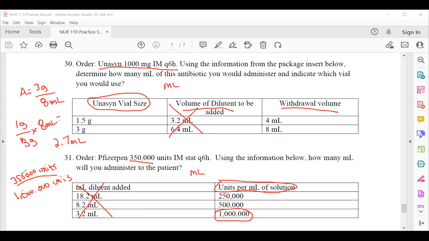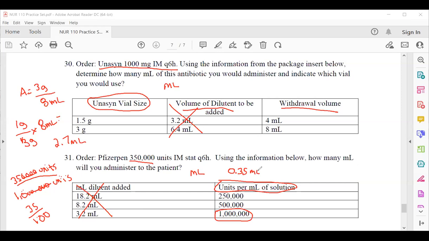Now a little shortcut: count up your zeros. We have 4 zeros up here, and I have 6 zeros down here. So I'm going to remove 4 from each. So 35 over 100 is easier to put into your calculator and make less of a mistake to get to your answer. Your answer would be 0.35 milliliters.